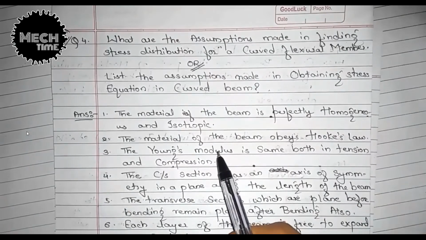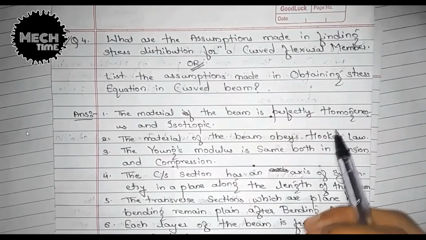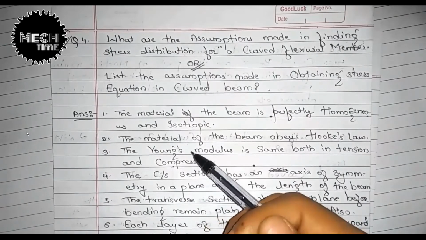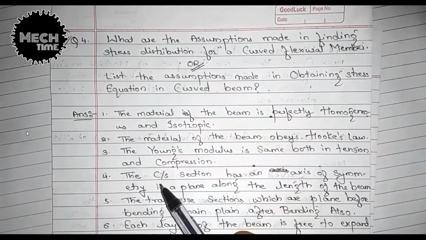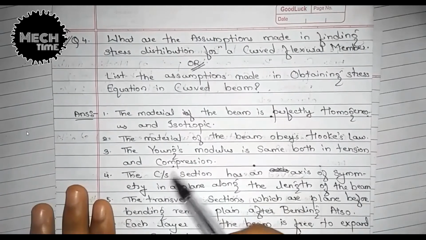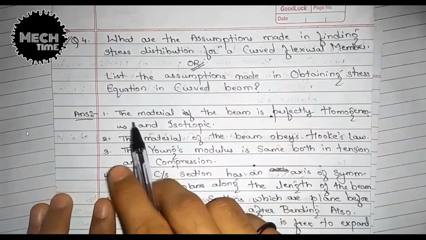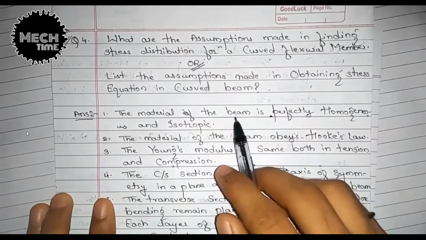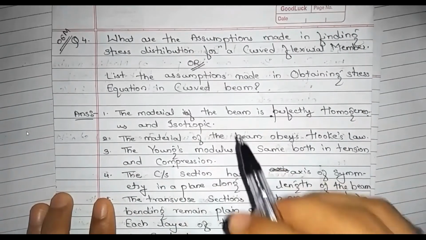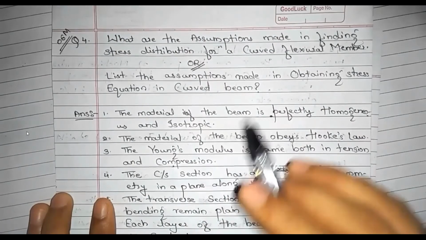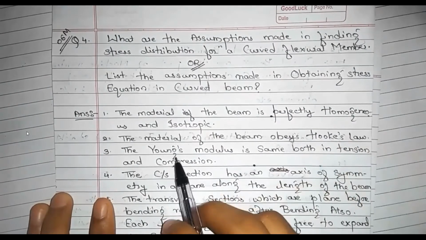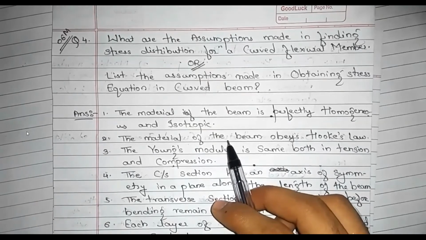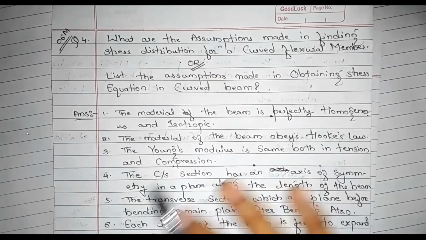Now what is homogeneous and what is isotropic? Homogeneous is nothing but the material throughout the beam will be the same. The material of the beam is perfectly homogeneous, that is the same material throughout. And isotropic means equal elastic properties in all directions.